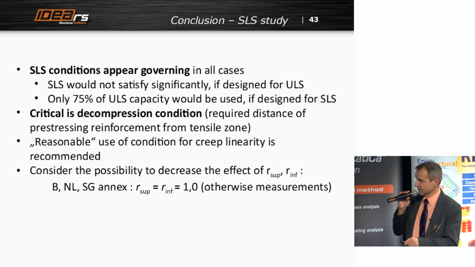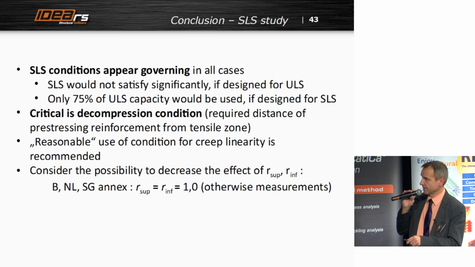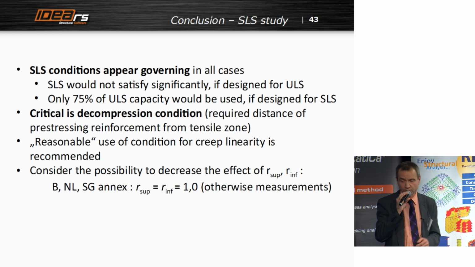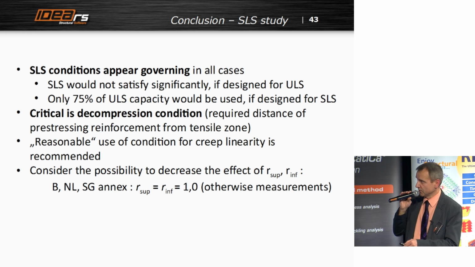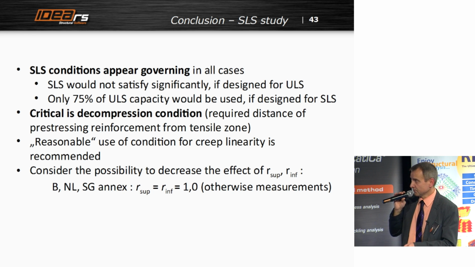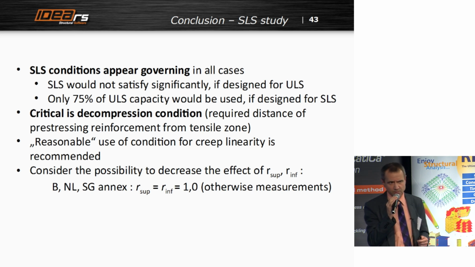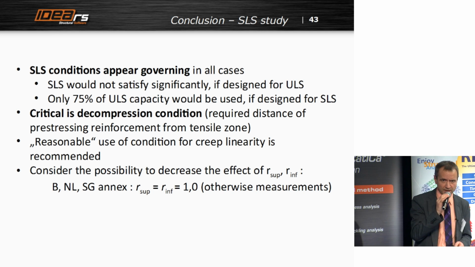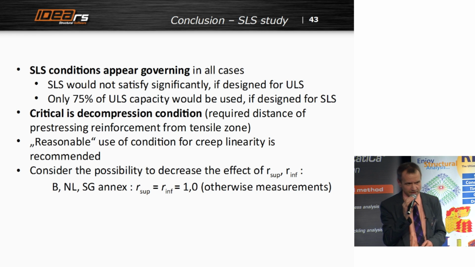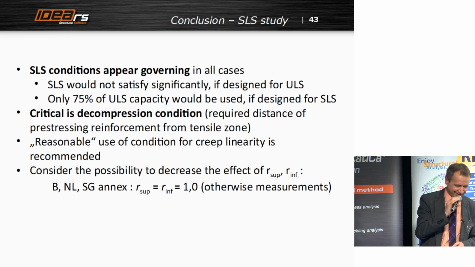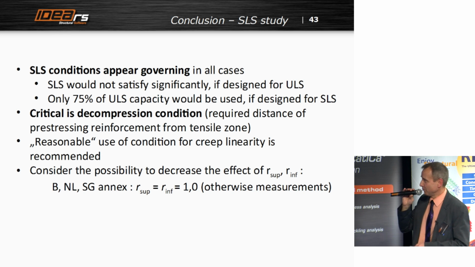I know that one of the possible critical factors was the condition for creep linearity, but this was really critical. And you can improve this situation by changing R sub R inf. Frankly, now I do not know if you changed it in your national annex. Maybe we can ask Eric or Yanis or Gatis, so I do not know.